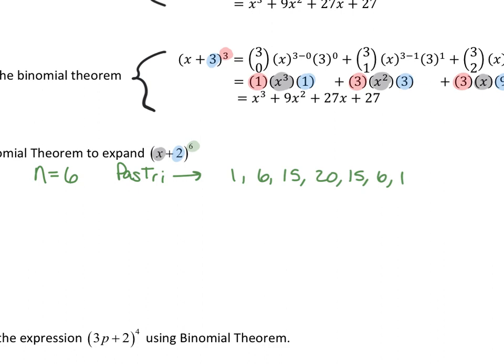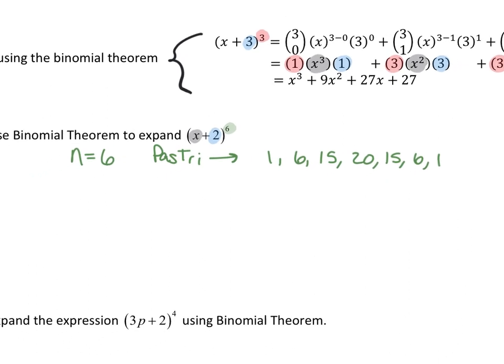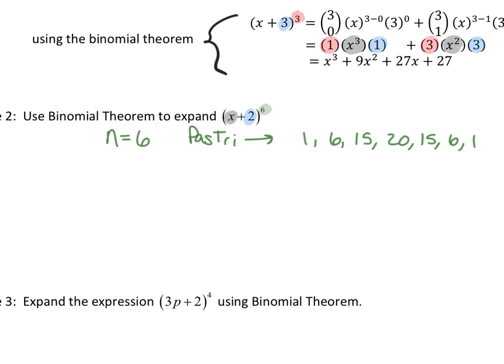So if we're putting this together, here's what it might look like. We're doing x plus 2 to the 6th power, which will expand to the first term of Pascal's triangle times x to the largest power it can be, which is 6, times 2 to the smallest power it can be, which is 0.